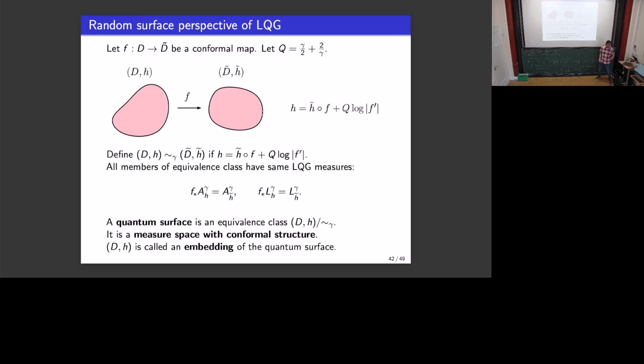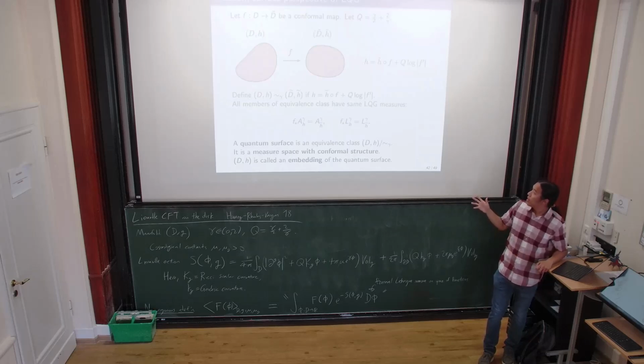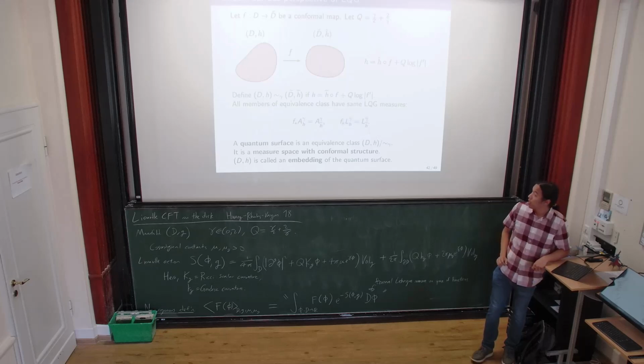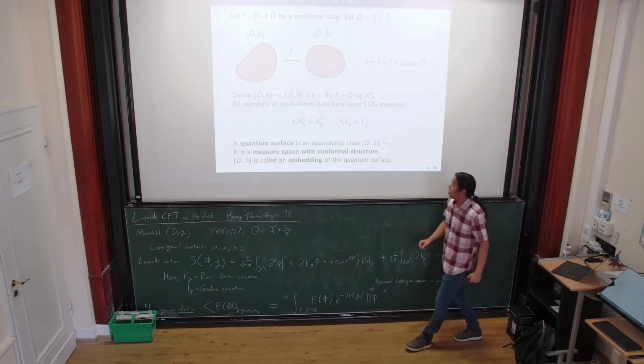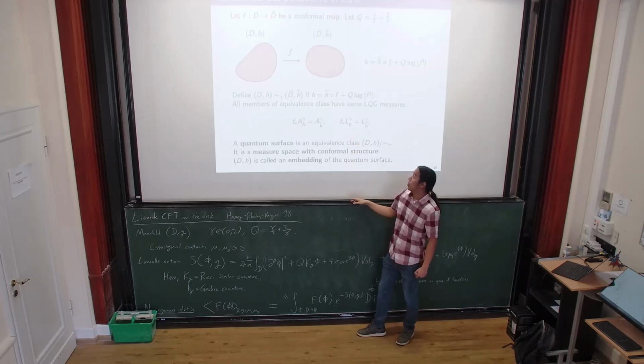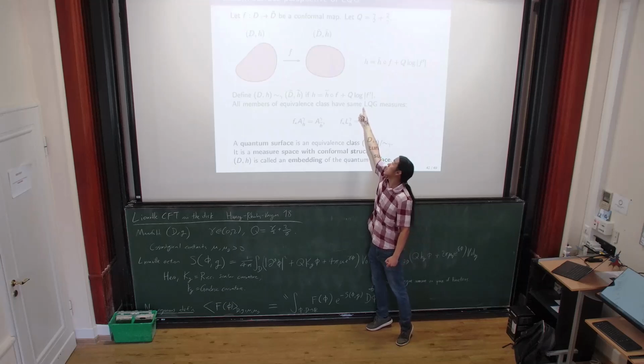So you want H to be equal to H tilde, composed with a conformal map, plus Q times log of the conformal map's derivative. It's not obvious at first glance why this is the correct notion of equivalence class, but the reason is simply because this is precisely the relation for which your LQG area and boundary measures agree. So if I take my GMC on the left picture, and I take the GMC on the right picture, then they agree after this conformal map F, if and only if the fields H and H tilde satisfy this relationship.